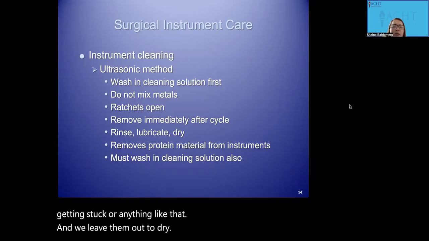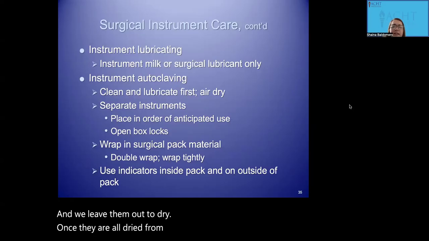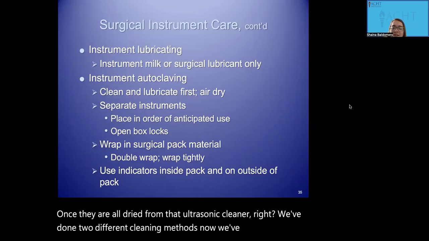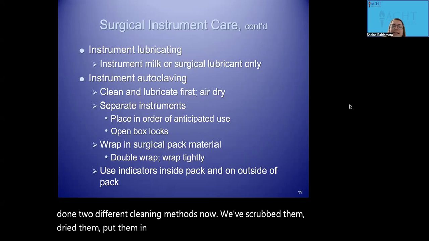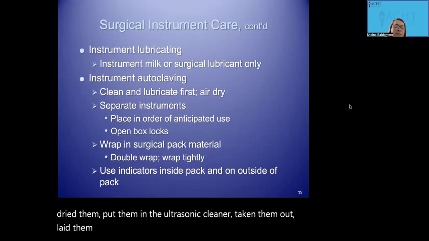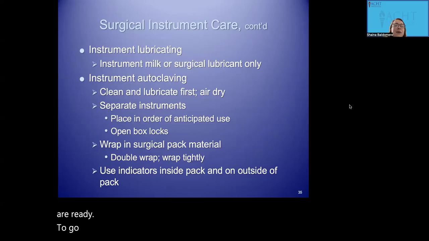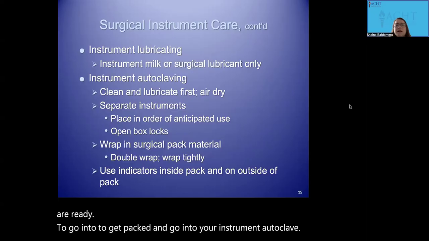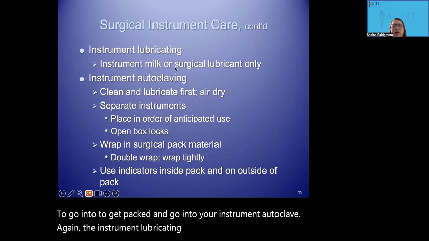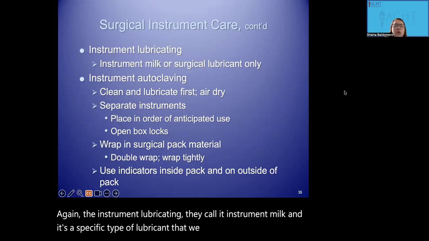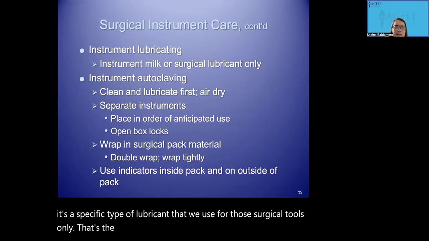Once they're all dried from that ultrasonic cleaner, we've done two different cleaning methods now. We've scrubbed them, dried them, put them in the ultrasonic cleaner, taken them out, laid them out, lubricated them. They're all set and dry. Now they are ready to get packed and go into your instrument autoclave. Again, the instrument lubricant, they call it instrument milk, is a specific type of lubricant that we use for those surgical tools only. That's the only use for it.